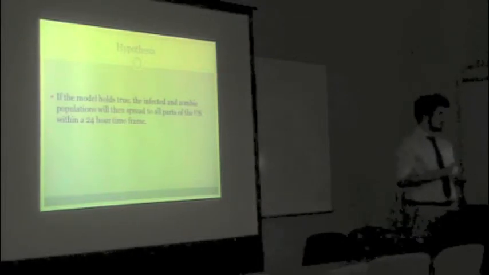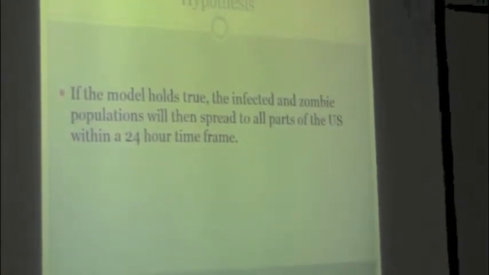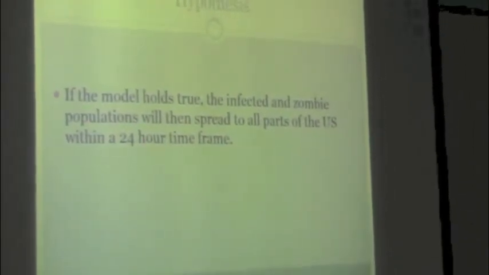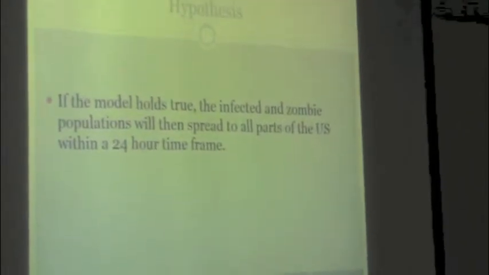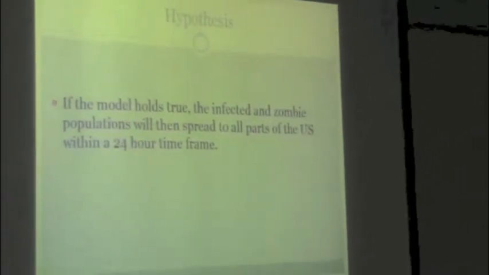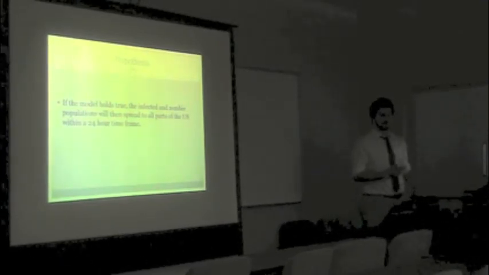So the hypothesis for my model was that if the model correctly displays, if I accurately portrayed it, the infected and zombie populations will spread to all parts of the U.S. within a 24-hour time frame. Because most of the movies follow a time frame of like one day it happened and then the next day everybody was gone. There were zombies everywhere and the population was so low that it didn't matter.